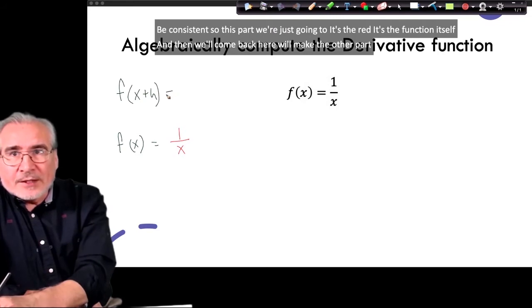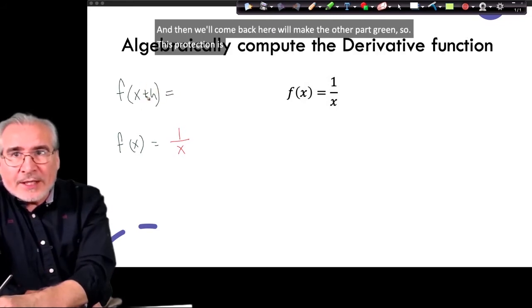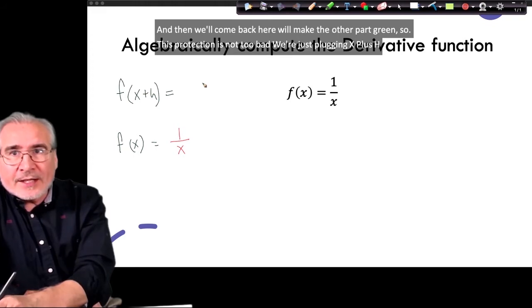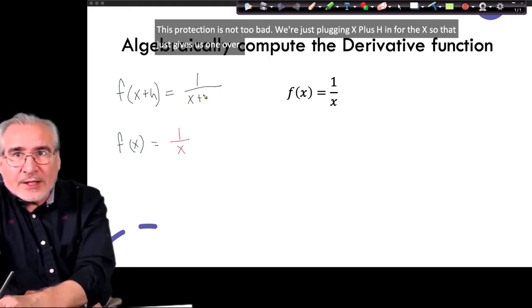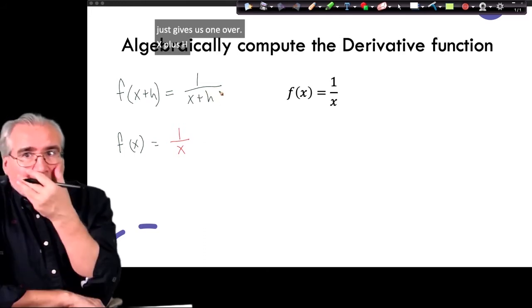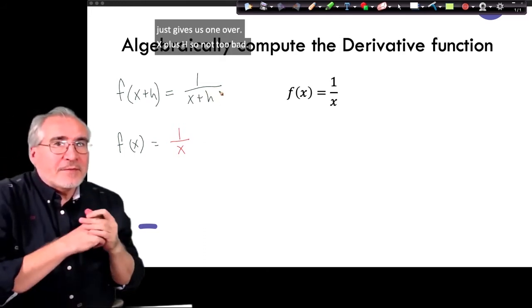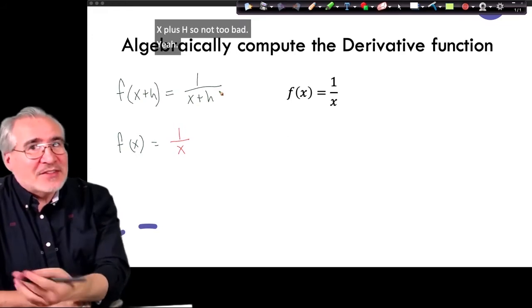So this part actually is not too bad. We're just plugging x plus h in for the x. So that just gives us 1 over x plus h. So not too bad yet. Okay, that's our pieces.